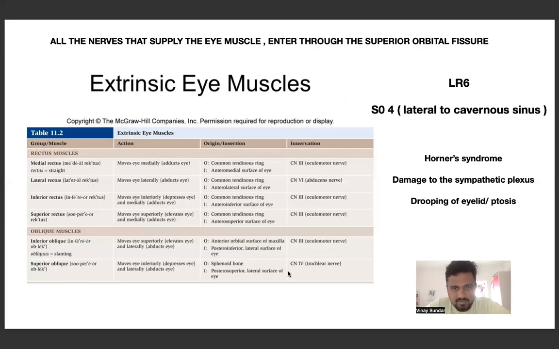Now, with respect to innervation, you just need to remember this. All the muscles are innervated by the 3rd cranial nerve, the oculomotor nerve, except for LR6SO4. That is the mnemonic to remember: LR6SO4. The lateral rectus, LR, is innervated by the 6th nerve, the abducens, and the SO4, superior oblique, is innervated by the trochlear nerve, the 4th nerve. All the rest of the extraocular muscles are supplied by the oculomotor nerve. So the mnemonic is LR6SO4. Damage to the sympathetic plexus results in Horner syndrome, and sometimes you can have drooping of eyelids or ptosis, or some damage to the extraocular muscles.